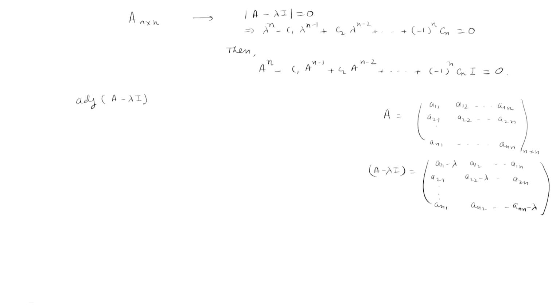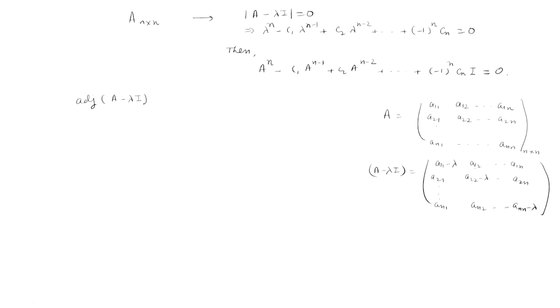We first find the cofactors of each element, then take the transpose of the matrix formed by the cofactors, and that will be the adjoint of that matrix. Suppose we want to find the cofactor of the first element. We leave this column and this row, and the determinant of the remaining n minus 1 cross n minus 1 matrix will be the cofactor corresponding to the first element.